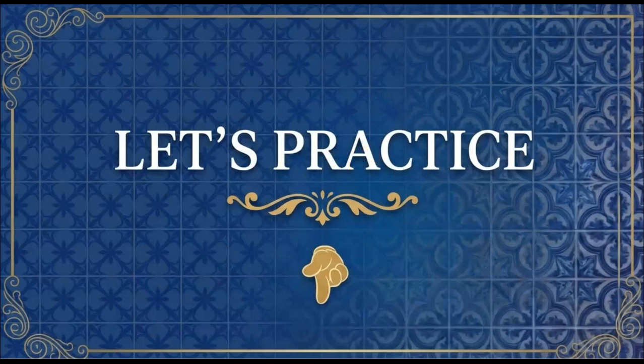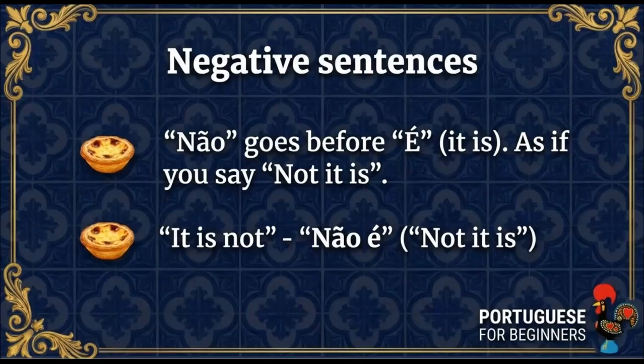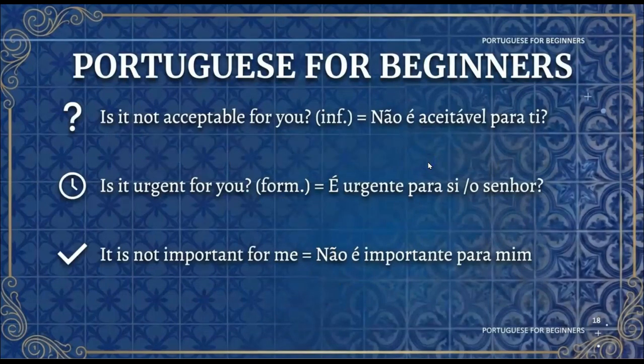Let's practice. Is it not acceptable for you? Não é aceitável para ti? Addressing to an informal subject. Is it urgent for you? Talking to a formal subject. É urgente para si? Or para o senhor? Or para a senhora? It is not important for me. Não é importante para mim.